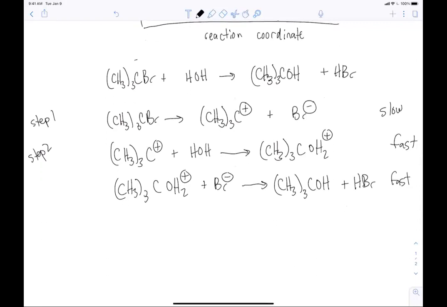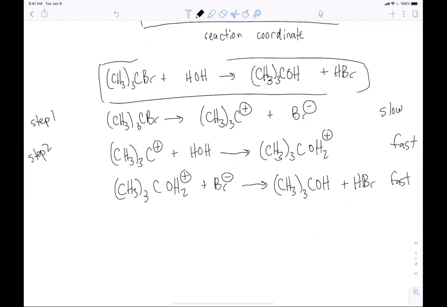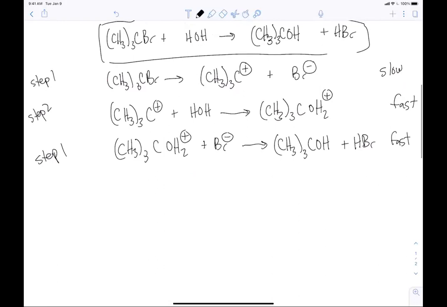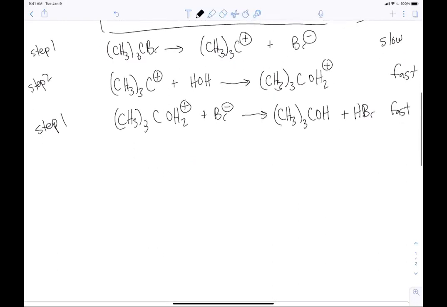So here's our overall reaction up here, right? And these are our fundamental steps down here. Step one, step two, step three. And so step one is our rate limiting step, et cetera. If we look at a reaction diagram here, if we try to draw a reaction diagram for this, the number of steps that we have over here will correspond to the number of peaks that we will see in our reaction coordinate diagram.